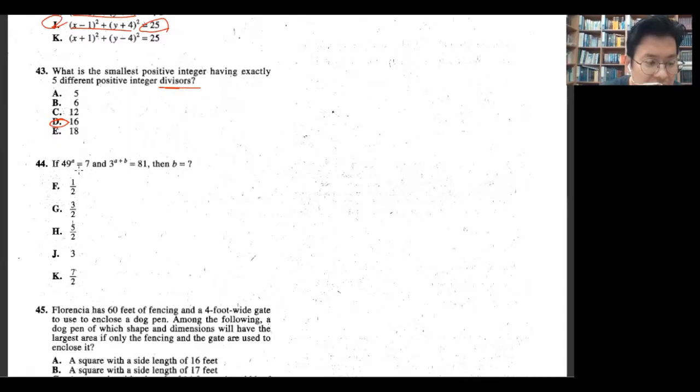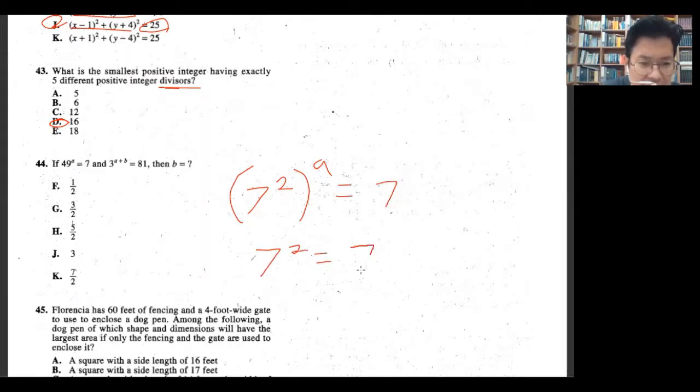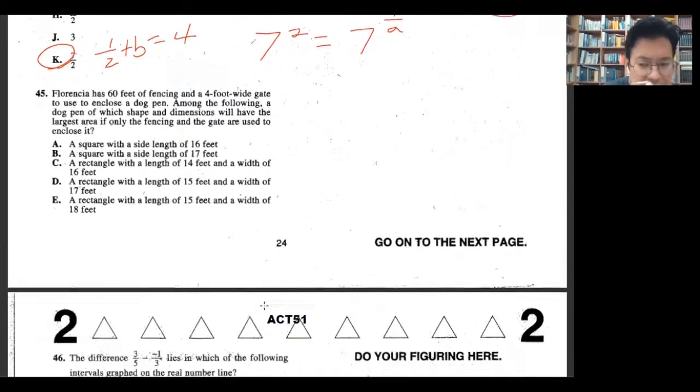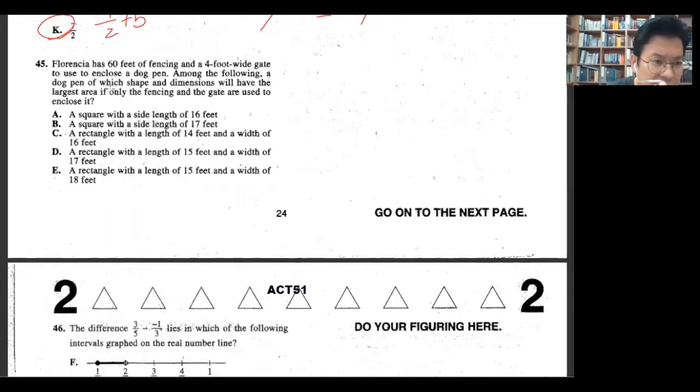B equals. Okay, so if you think about 49, which is 7 squared, A equals 7. So 7 squared equals 7 to the 1 over A. So A has to be 1 over 2. And 3, 1 over 2 plus B equals 81, which is 3 to the 4th power. So 1/2 plus B equals 4. B is 7 over 2.